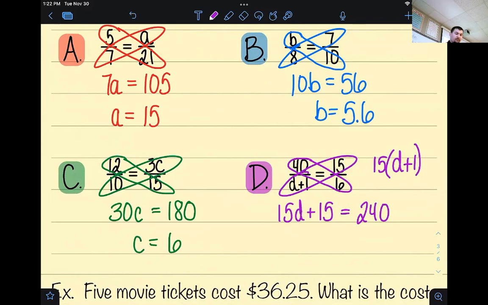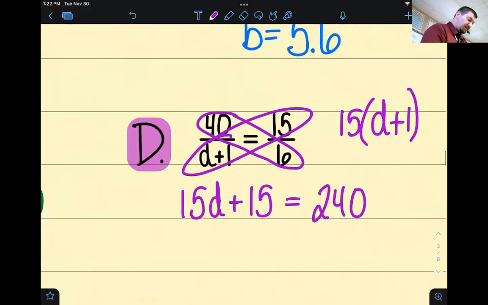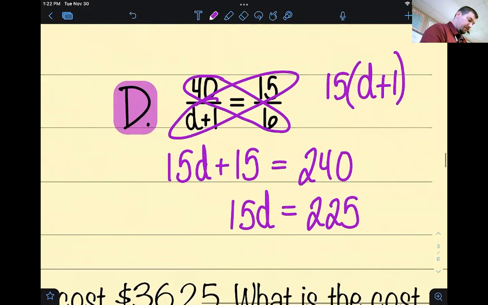Okay. So we subtract 15. Deegan, what's 240 minus 15? Okay. And then divide by 15 and you get 15. Yep. And that's a coincidence, by the way. It just happens to be 15 because 15 goes into 225 15 times.